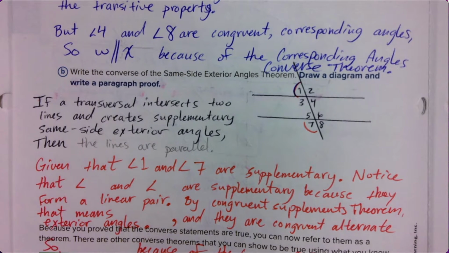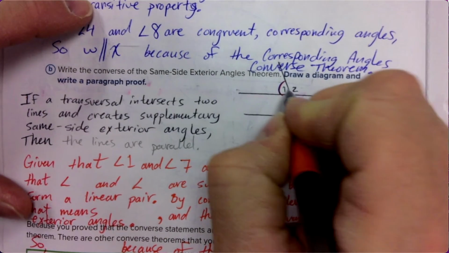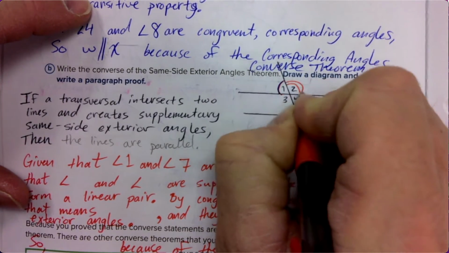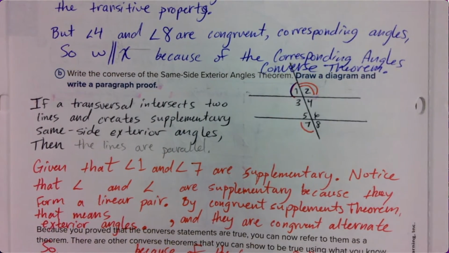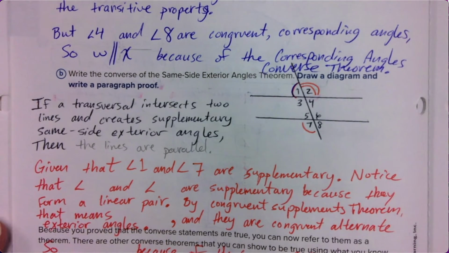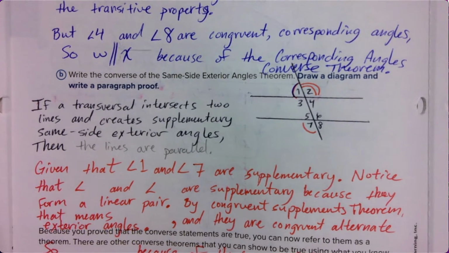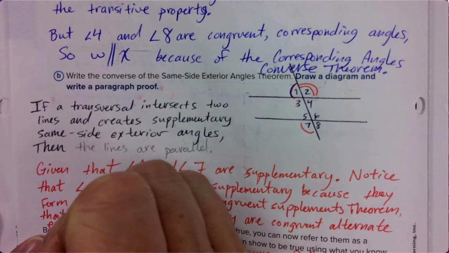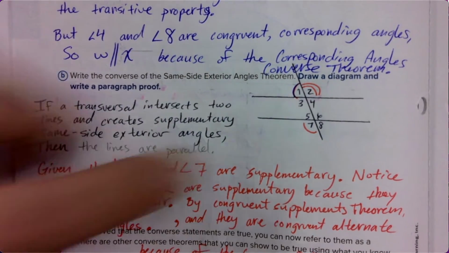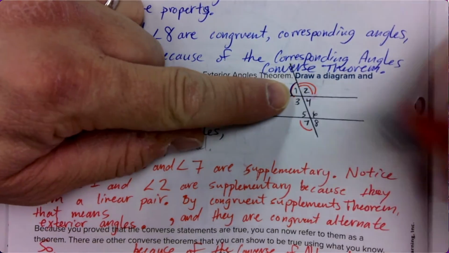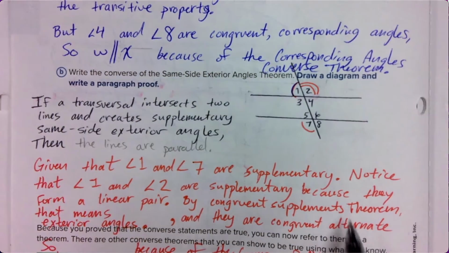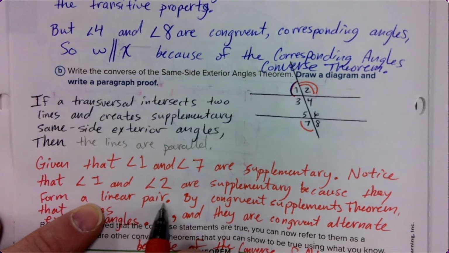Angle 2. I'm still trying to get my bearings here. Angle 1 and angle 2. Oh, that's right. Angle 1 and angle 2 are supplementary, right? So angle 1 and angle 2 are also supplementary because they form a linear pair. Boom, there it is. They form a linear pair.